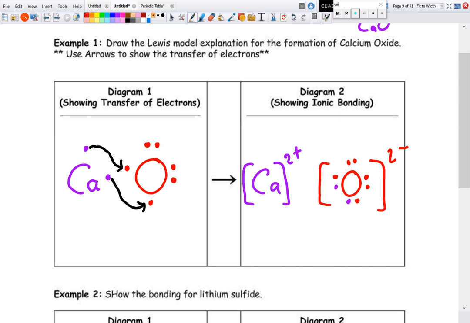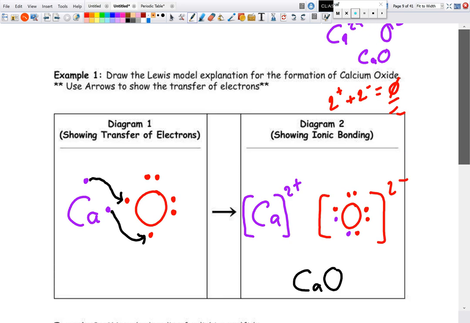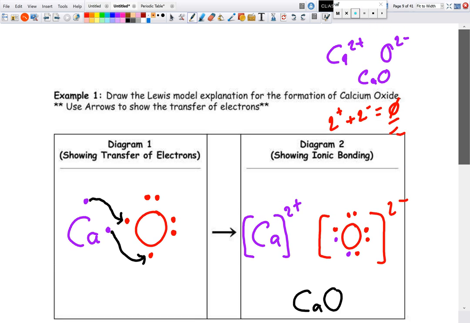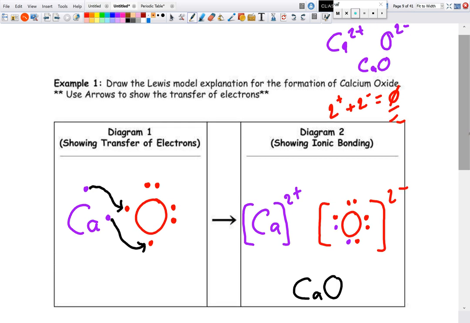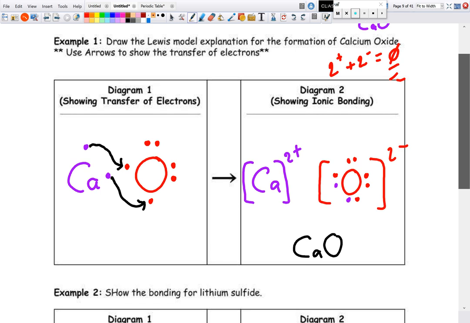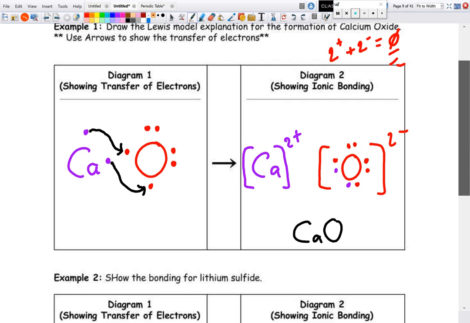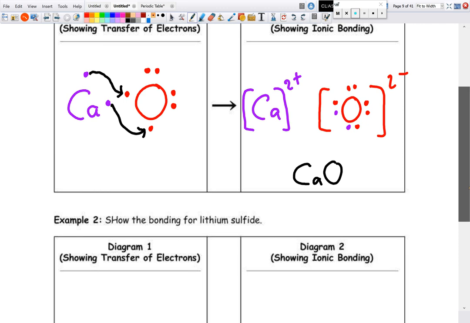So notice, if we did out the math, you don't need to show this, but everything needs to be neutral. If we did 2 positive plus 2 negative, we have 0. It is neutral. And notice how we have 1 calcium and 1 oxygen, so the chemical formula CaO. That is why the drop and swap works when you need to get lowest common multiples. Now, not all of them are going to work out like this. Sometimes we'll need to add more. So, let's look at the next one.